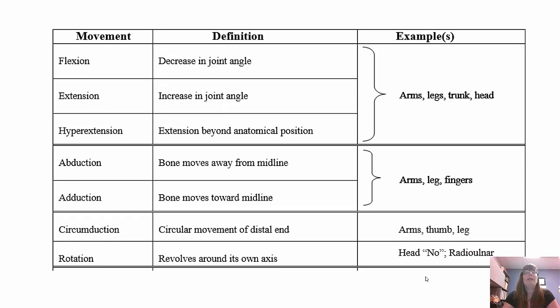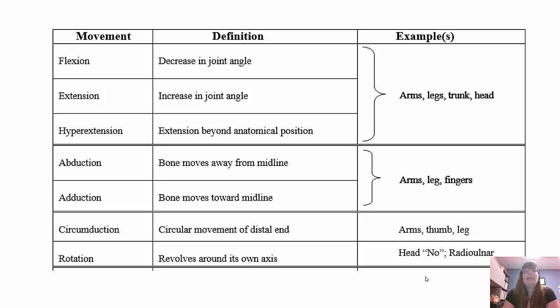This is a chart showing you the movements that you guys have to know. I highly recommend learning these movements on yourself so that when test time comes, do the movement if you have to try to remember what's going on. So flexion is a decrease in the joint angle. Extension is an increase. Hyperextension is extension beyond the anatomical position. So if you hyperextend something, it's really painful usually, for the most part. I mean, you can put your arm all the way back and that's not hurting, but if you hyperextend your elbow, for example, that's going to be very painful, or your knee.